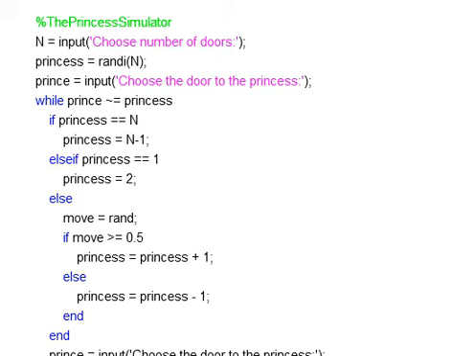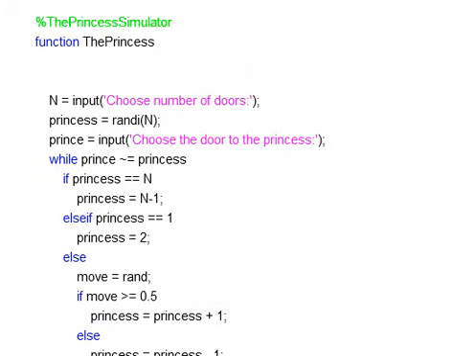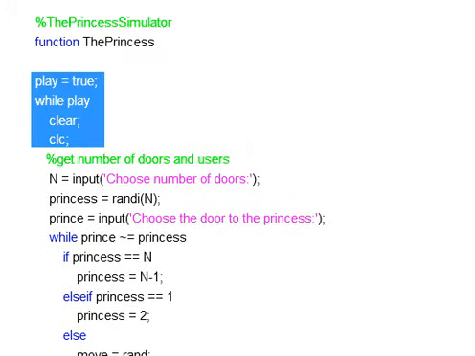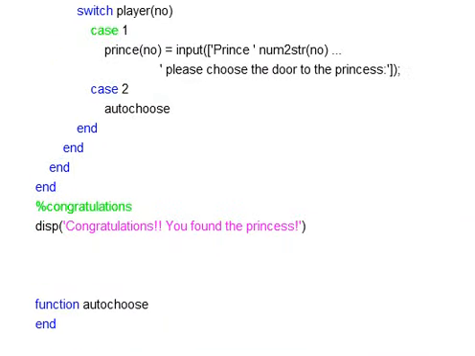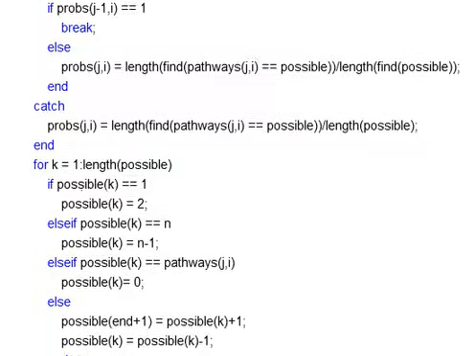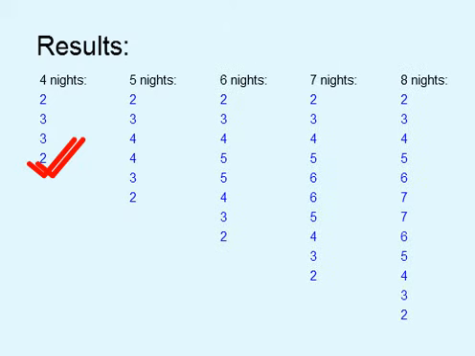I went back to the simulator and updated its features, including turning the script into a function so you can't see the location of the princess in the workspace, and adding in a multiplayer option with a sub-function ready for the computer player's playing algorithm. After writing the program to test our possible algorithms, here are the results. The results for 4 nights, good, that's what we worked out. For 5 nights, 6 nights, 7 nights, 8 nights, wait a second, there's a pattern.